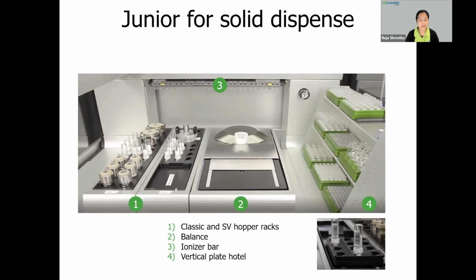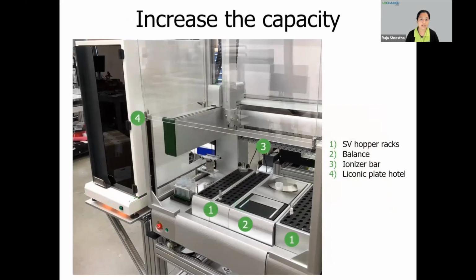This particular Junior system shows at least 30 different SV and classic hoppers, including 10 mil hoppers in front and larger hoppers in back. Depending on hopper types and hopper sizes, a Junior system can easily accommodate more than 100 different hoppers on deck. For example, this Junior system has been configured to do powder dispensing with SV hoppers. You see 3 SV hopper racks on deck that hold more than 100 SV hoppers. And the system also has a balance and an ionizer bar similar to the previous system. A plate storage hotel is integrated with the system for high density storage of destination containers.